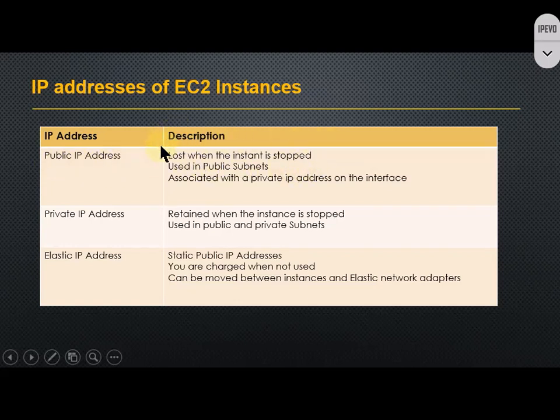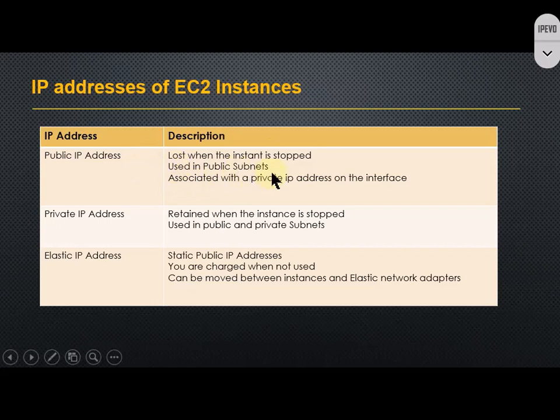Whereas on the other hand we have public IP addresses, lost when the instance is stopped. So this is going to be a very important concept. Whatever public IP address is assigned to your EC2 instance, when you reboot or stop that instance, this IP address is going to be lost and you are going to get another new public IP address.